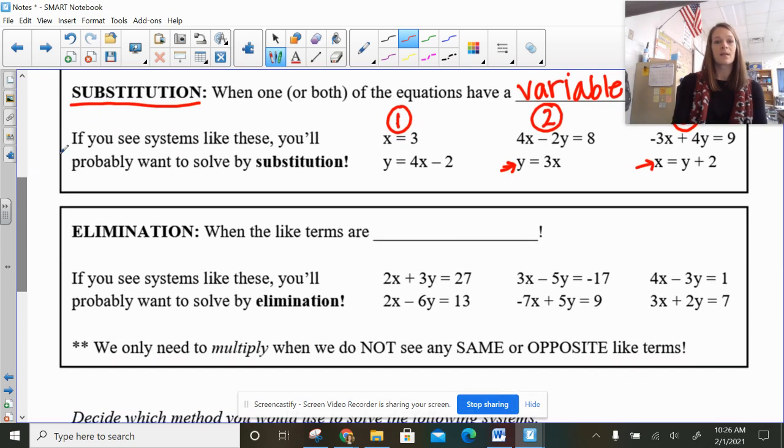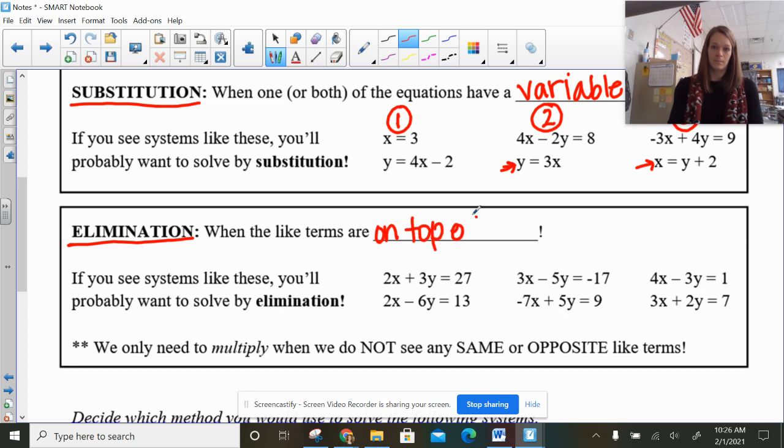And then elimination is our third method. It is easiest when the like terms are on top of each other. So what I mean here, 2x and 2x, the y's are together, the equal signs are together, and the numbers are together. Everything is on top of one another. That's what it would look like if you would want to use elimination. Same thing here. The x's are together, the y's are together, equal signs are together.